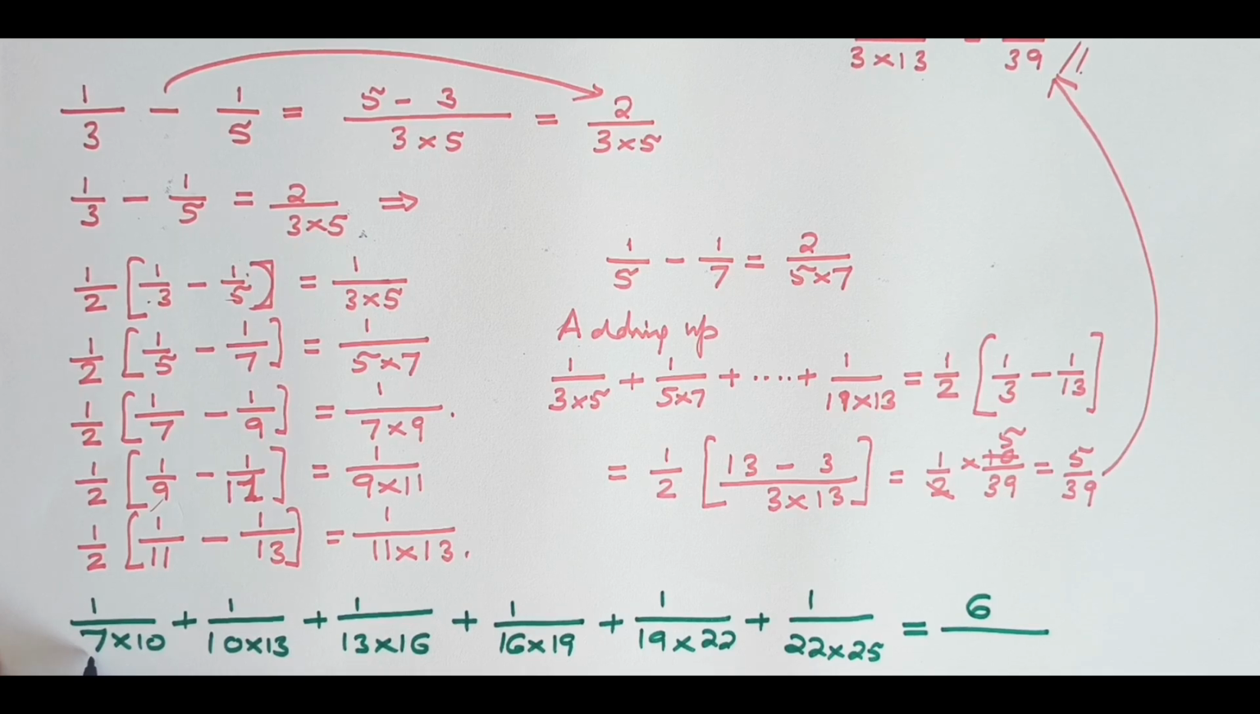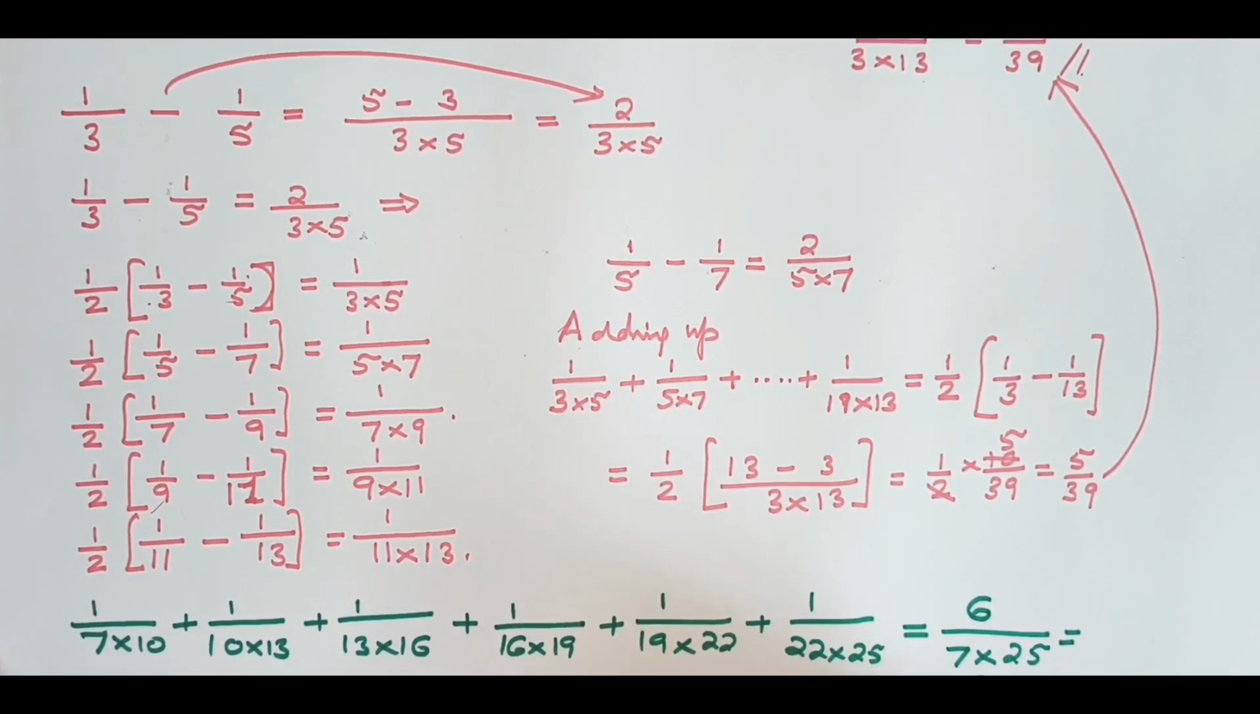Write the first number in the denominator, which is 7. Then you go to the last term, which is 1 over 22 multiplied by 25. You take the second term, 25. In the first term, you take the first number. In the last term, you take the second number. That's all. And this is equal to 6 divided by 175.